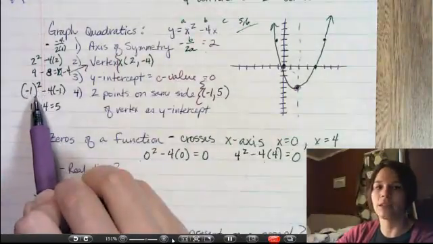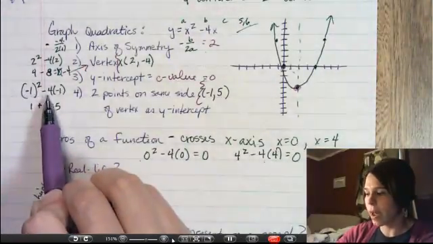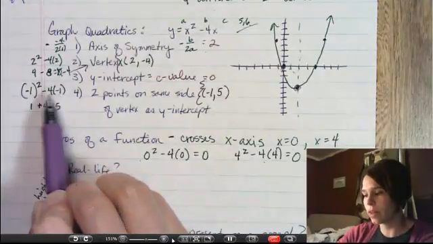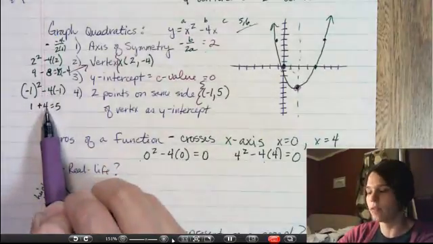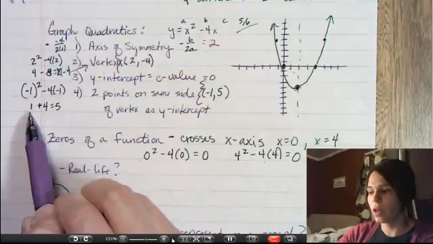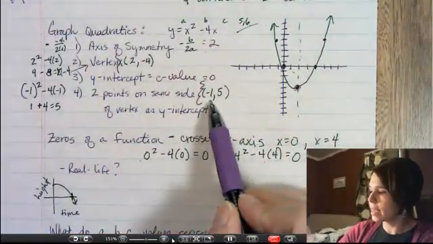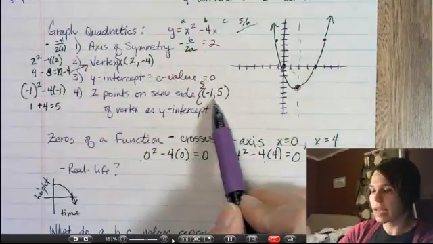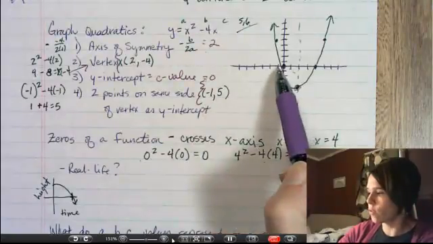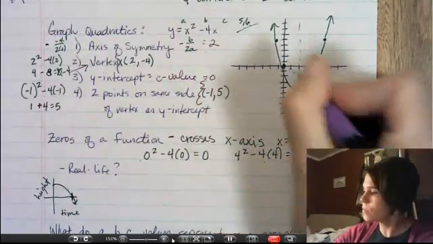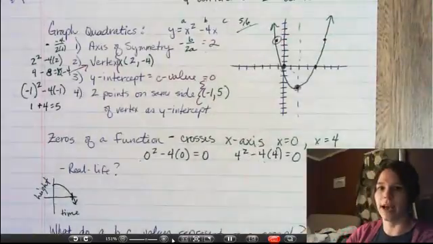Remember, anytime you have a negative, it always goes in parentheses. Minus 4 times negative 1, so 2 negatives make a positive. Negative 1 squared is 1. 1 plus 4 equals 5. So I got the second point, negative 1, 5. So negative 1, up 5. Those are the points that I graphed.